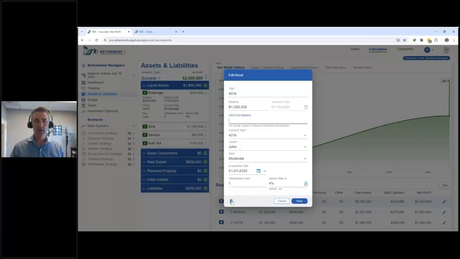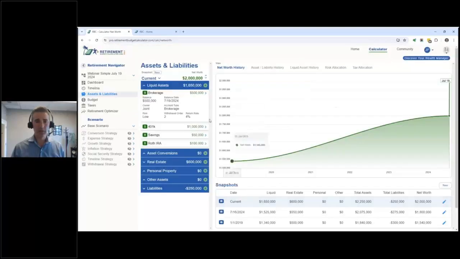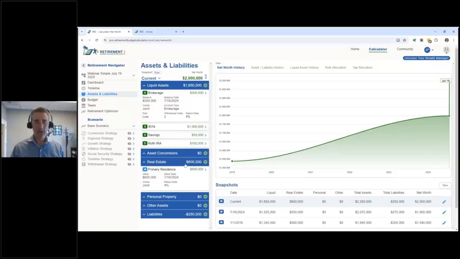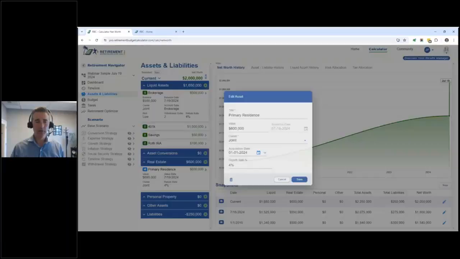Down here in the left-hand corner is how you delete accounts, this little trash can if you ever need to delete something. We've got a savings account set up. We've got the Roth IRA. In this couple's hypothetical scenario, we've given them a house.